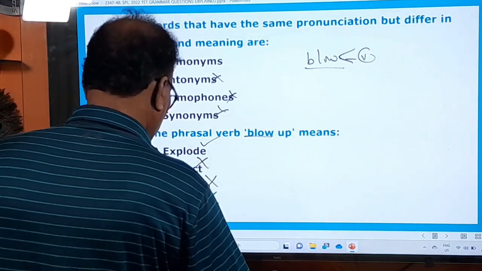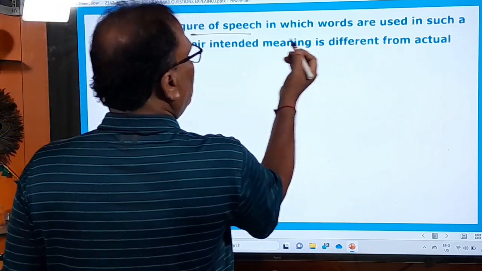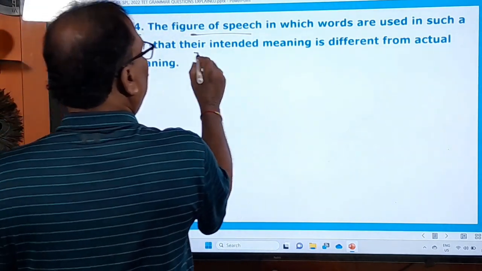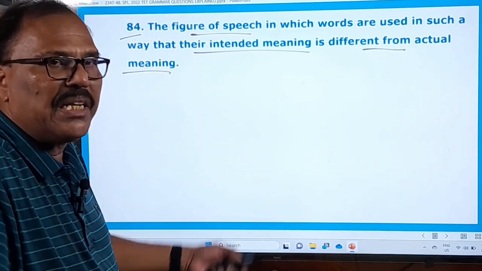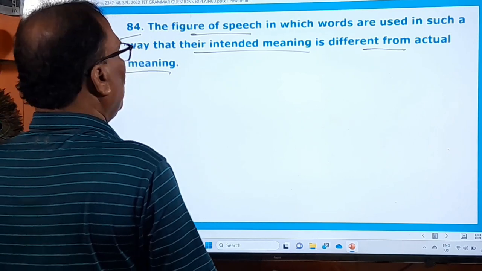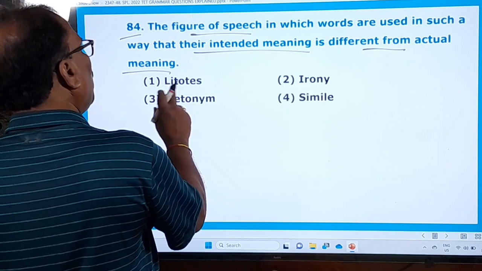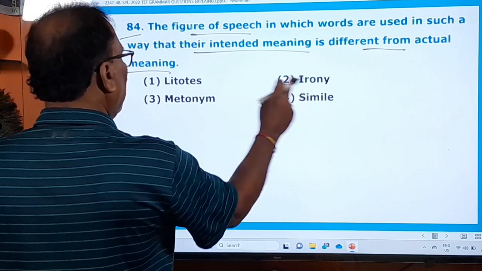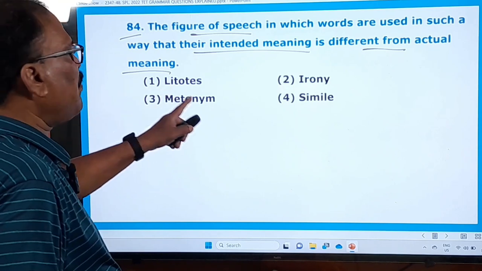Now we go to the next question. The 84th one: the figure of speech in which words are used in such a way that their intended meaning is different from actual meaning. The options given here are litotes, irony, metonymy, and simile. So these four figures of speech are given.